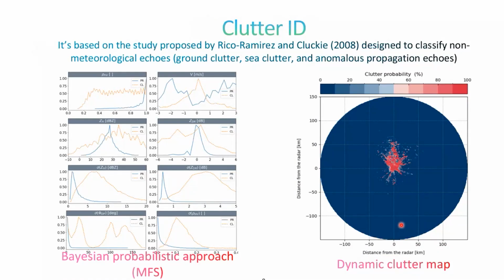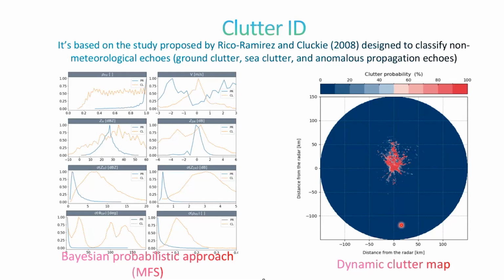And the next piece is the clutter ID. This method is the identification of all non-meteorological echoes. It's based on the study proposed by Rico-Ramirez and Cluckie, and it's designed to classify non-meteorological echoes. So we're identifying ground clutter, sea clutter, or anomalous propagation.